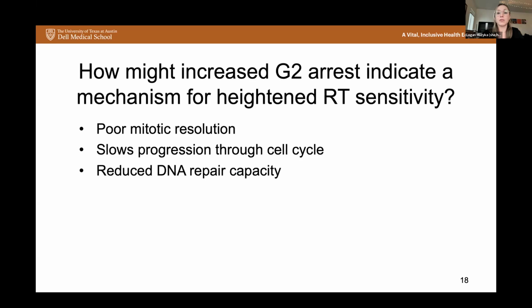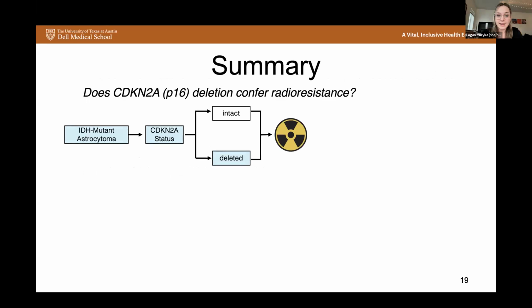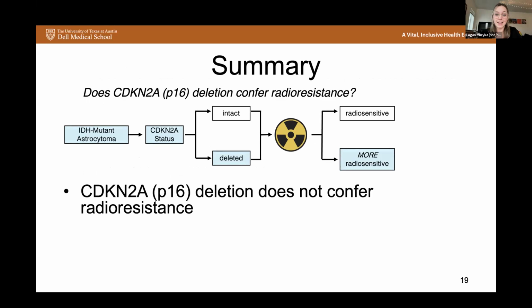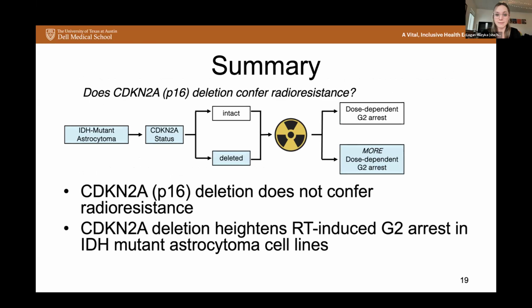Maybe the slower progression through the cell cycle is giving cells more of an ability to be damaged by radiation. Perhaps there's reduced DNA repair capacity. So in summary, does CDKN2A deletion confer radio resistance was my original hypothesis. What I found is that the CDKN2A deleted cells are actually not radio resistant. In fact, they're more radiosensitive. And a mechanism possibly to explain this is that there's more dose-dependent G2 arrest.